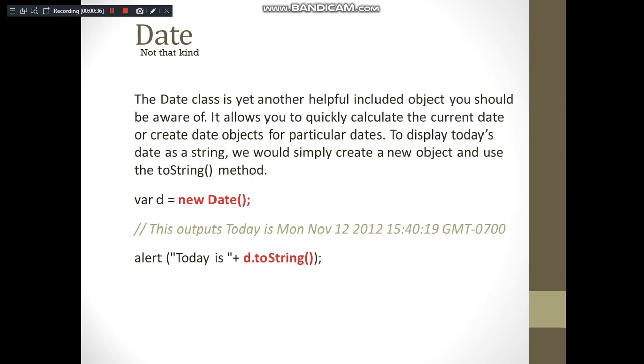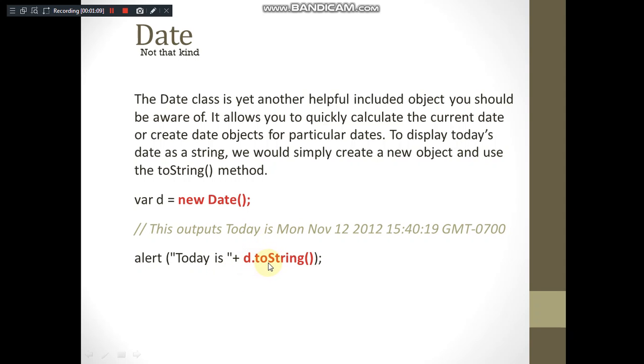To display today's date, usually in case of C and C++, we make use of a string, right? So here we have a provision to create a new object of the Date class, and we can also convert it into a string type as well. So this is the way we can do it, right? In alert we can directly write the string, and plus is used for concatenation purpose, right?